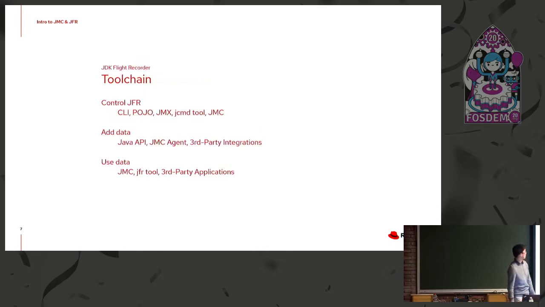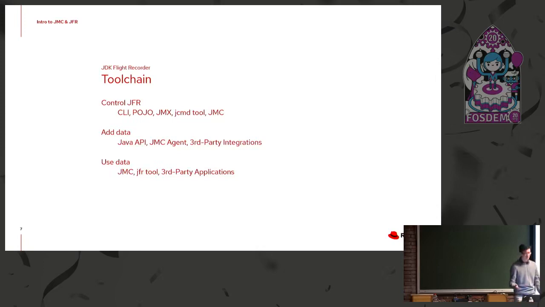Looking at the tool chain for flight recorder in general, there's three main parts. First is controlling JFR. You can do that through CLI, POJO, JMX, etc. So you can start and stop flight recordings of a JVM application. You can ask it to be dumped on exit. You can set the max memory size that JFR is going to take, etc.